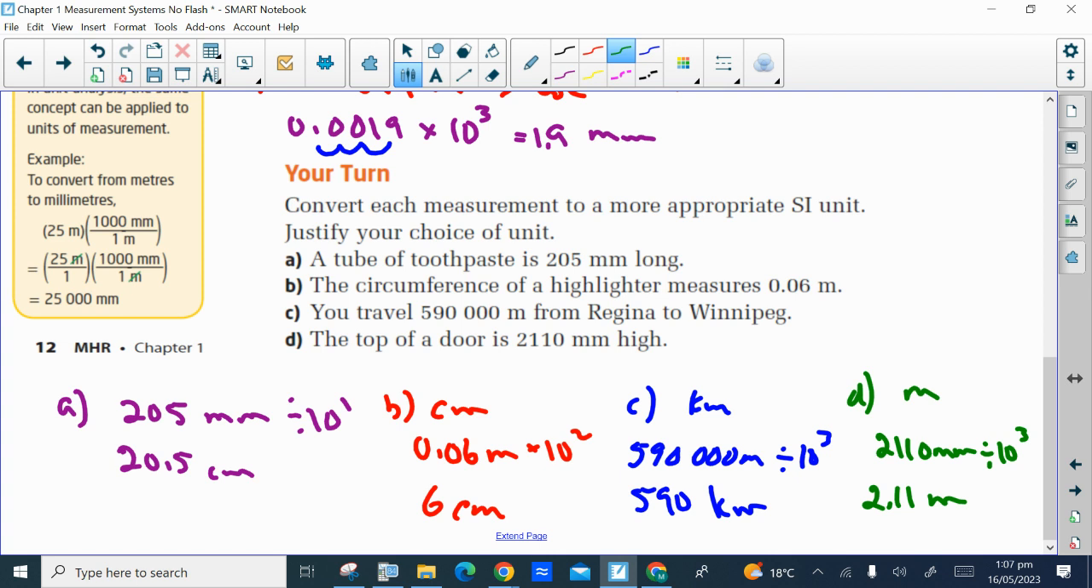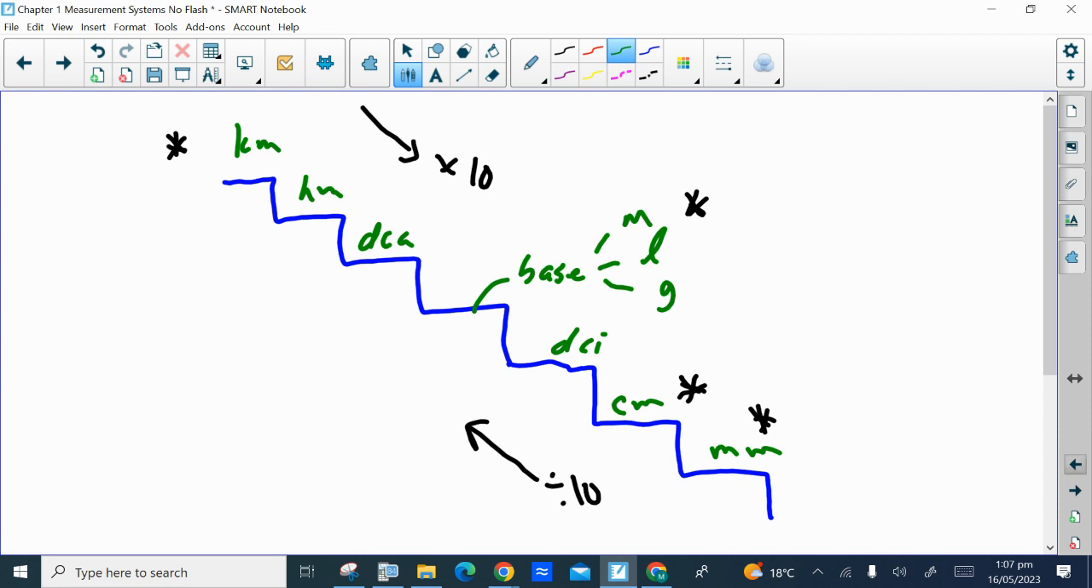Okay? So this metric staircase will not be given to you. So if you're going to use it for a quiz or a test, you're going to have to be able to recreate that.